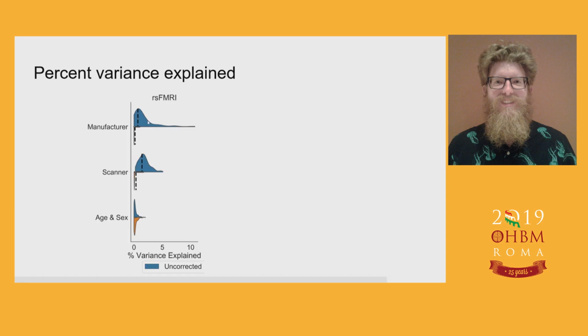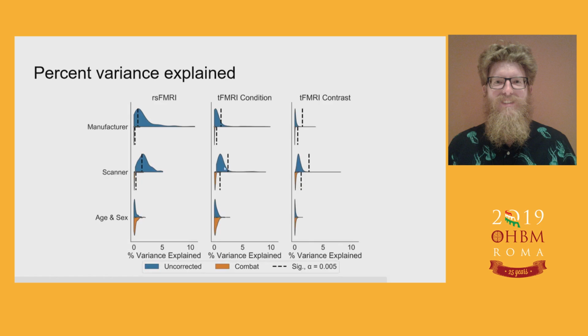And here I'm showing the resting state data. In blue is the variance explained with the uncorrected data. There are 416 metrics or so in the resting state data, and what's shown in this distribution is the percent variance explained across those metrics for manufacturer, for scanner, and then for age and sex. The dashed line here is significance. So as we saw, it's pretty classifiable. There are a lot of metrics for which manufacturer or scanner explain a fair bit of the variance. It's in the 2 to 10% range. The tail on this is really long.